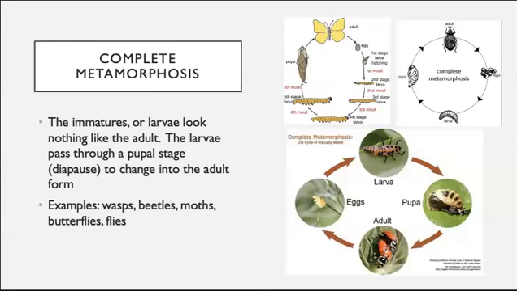So like the nymphs, the immatures here, the larvae, they might go through some stages where they do molt, but in contrast to a nymph, these guys look nothing like the adult stage. So caterpillars look nothing like the butterfly here. If you're ever wondering what the larval stage of a lady beetle looks like, it looks like these little alligator guys right here. They look nothing like the adult stage.